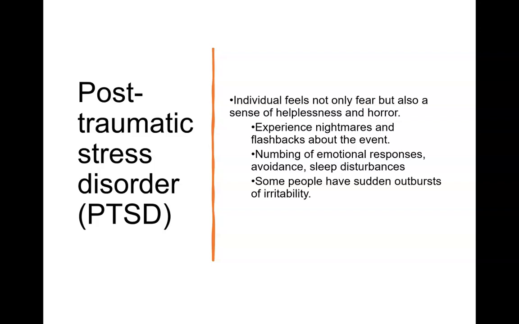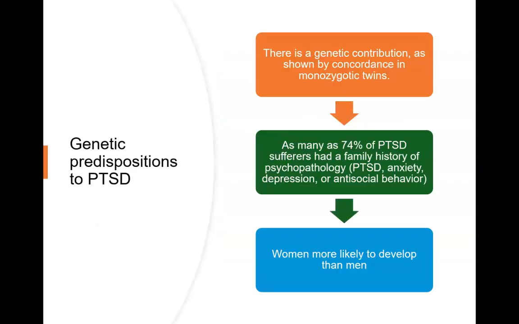So people may experience nightmares and flashbacks about the event. This could be things like war, crimes, assaults, car accidents, natural disasters, things like that. So nightmares and flashbacks, numbing of emotional responses, avoidance of social situations, sleep disturbances. These people are going to be really edgy, and some people might have sudden outbursts of irritability.